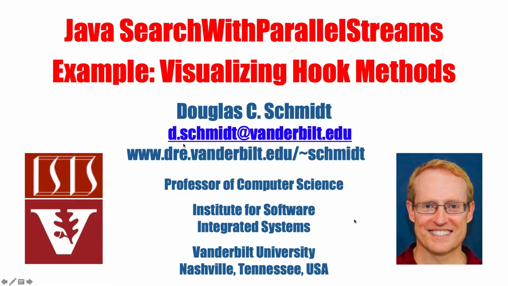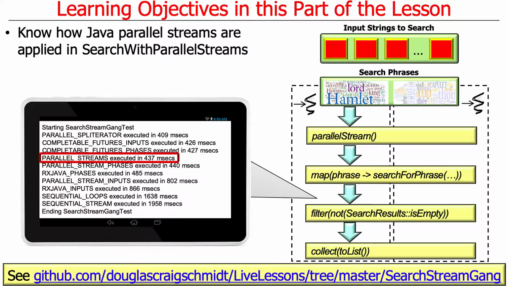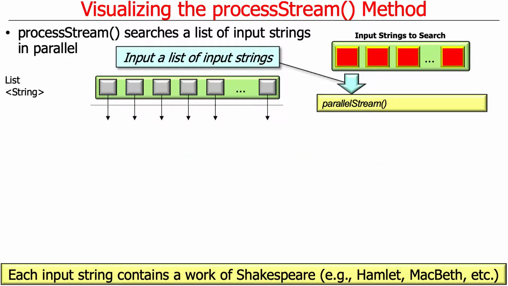Now that we've looked at the example overview, we'll visualize the hook methods. This, again, should not be a big surprise, and that's by design, right? The whole point of this stuff is that when you write code with streams and parallel streams, it all typically looks pretty much the same. The main difference, of course, being you get a big speed up in performance relative to the number of cores that you have at your disposal.